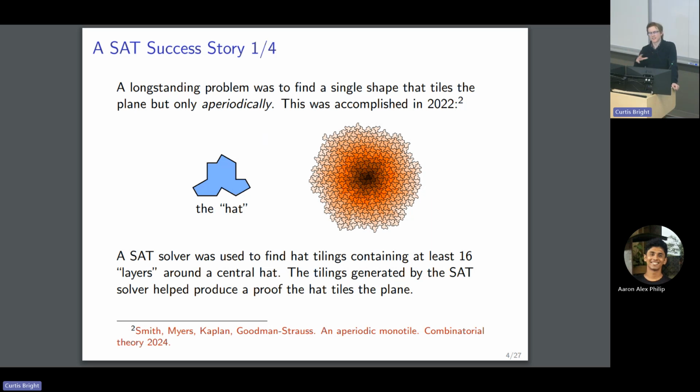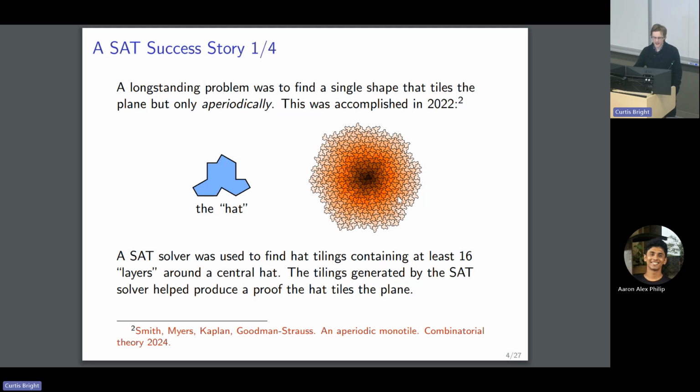Some people thought it didn't exist. Some people thought maybe it exists and we just didn't find it. Well, it turns out it does exist. And this was many decades of people looking for this tile. The cool thing was we actually found it with the help of the SAT solver. What they did essentially was reduce the tiling problem into a SAT formulation. And then we used the SAT solver to look for tilings.